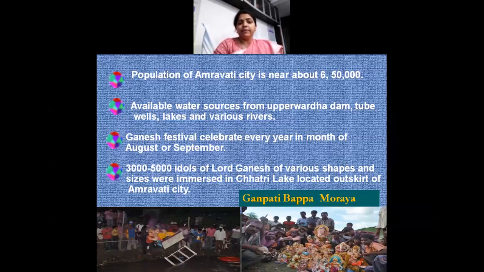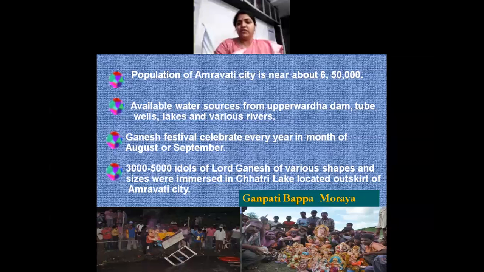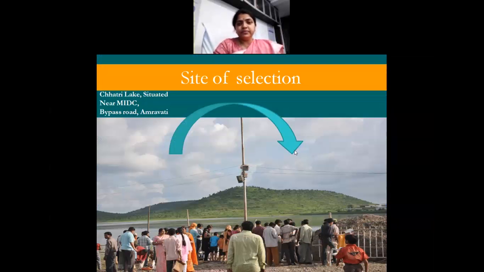I select Amravati city for my study. The population of Amravati city is now about 6,50,000, and available water sources are Upper Wardha Dam, lakes and various rivers. Ganesh festival is celebrated every year in the months of August or September. That's why I selected this topic, because nowadays Ganpati and Ma Durga festivals are celebrated in this month. 3,000 to 5,000 idols of Lord Ganesha of various shapes and sizes were immersed in Chhatri Lake located on the outskirts of Amravati city.